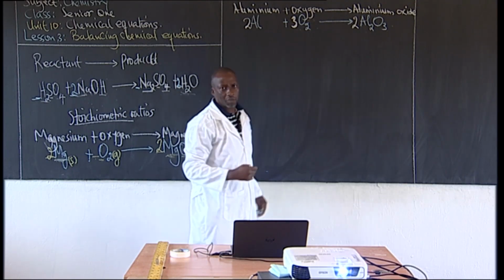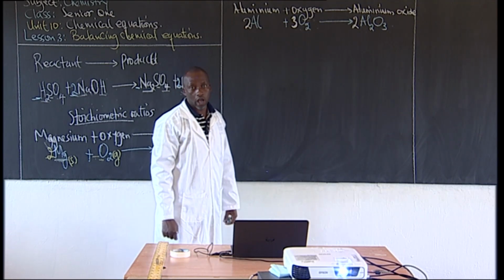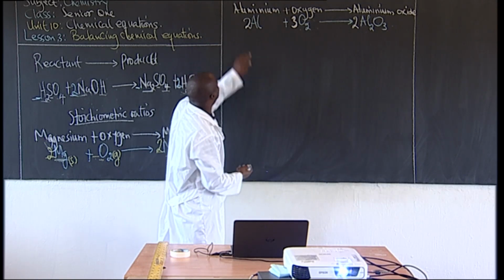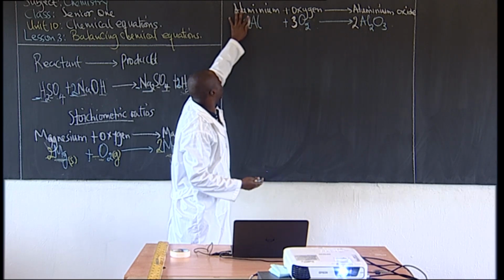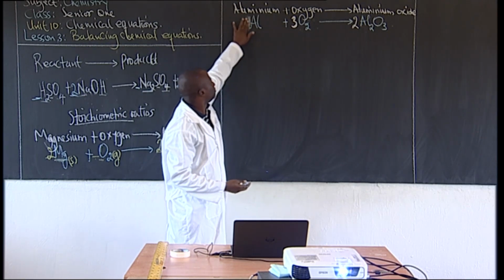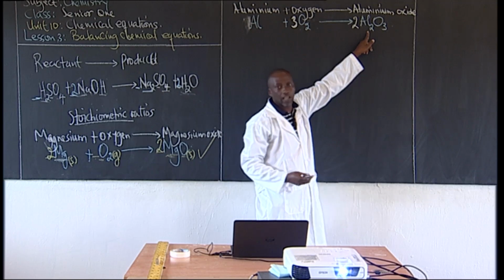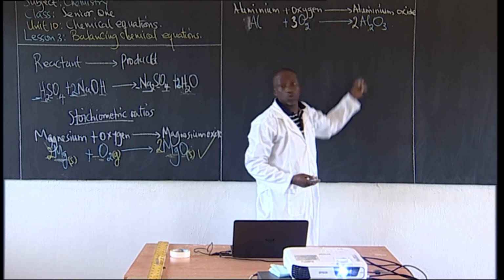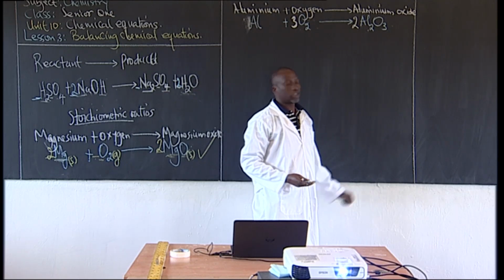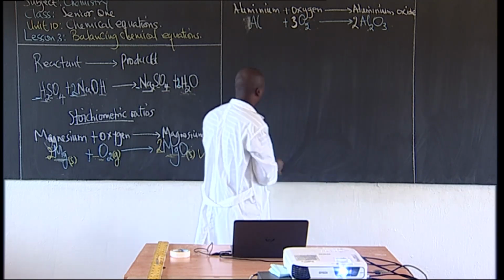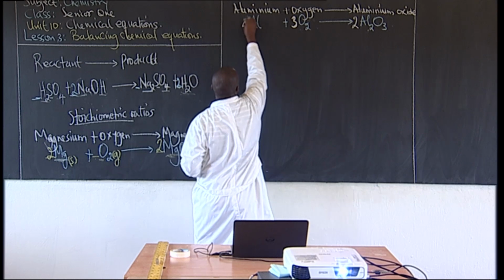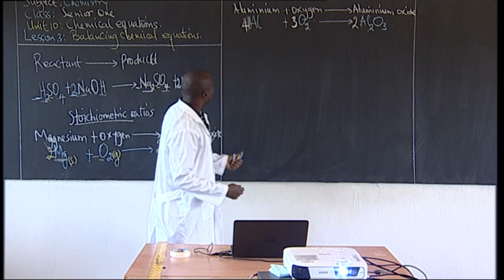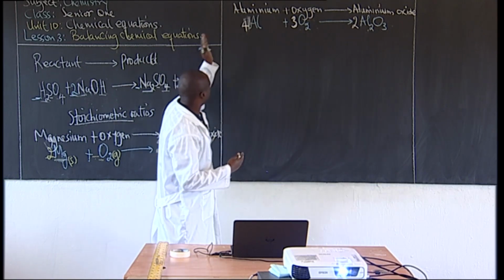But is aluminium balanced now? No. Aluminium is no longer balanced. So we need to change the aluminium now. So this one has to change because the aluminium here has, how many are they? 2 times 2, they are 4. So the aluminium is 4. So now we need to change and write a 4 here. Now, after that, we can now check.